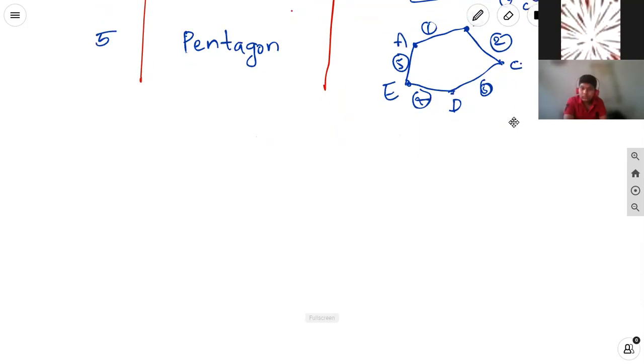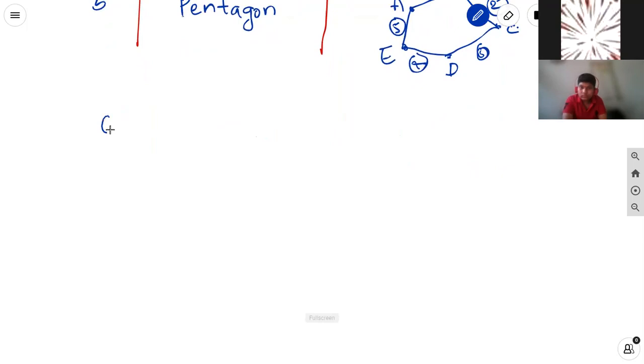Next, if we take 6 vertices or line segments, such a figure is called a hexagon. Hexa means 6. Hexagon means 6 vertices. 1, 2, 3, 4, 5, 6.